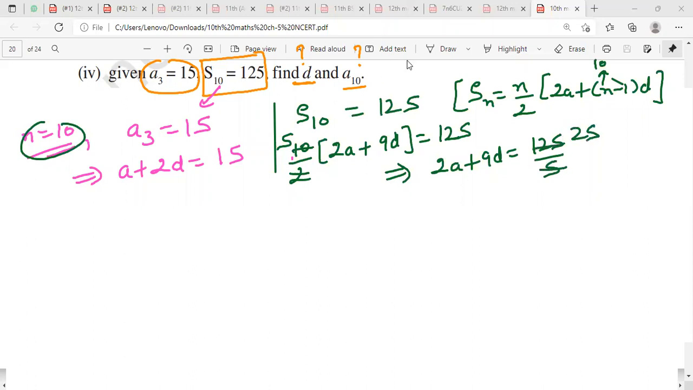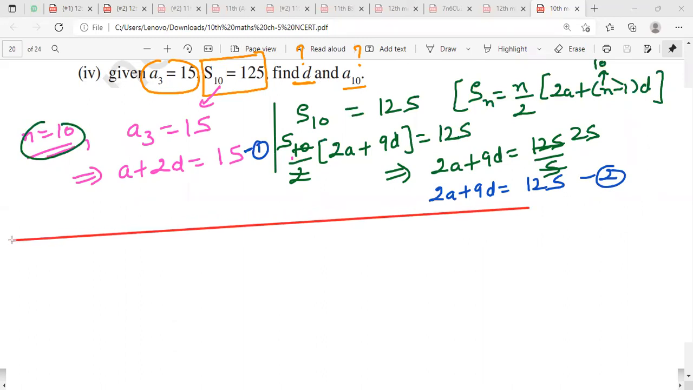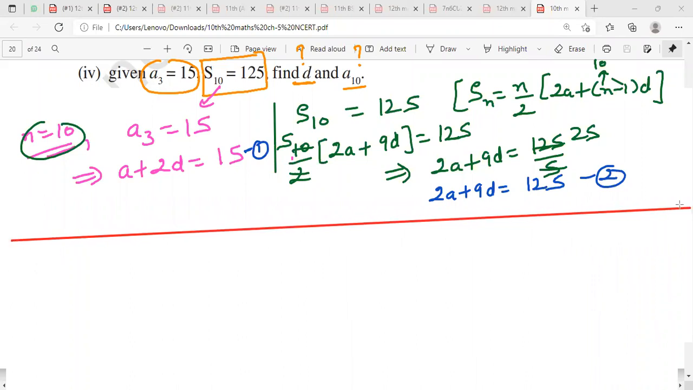So basically we have two equations now. One is 2a plus 9d is equal to 125, this is equation number 2. And a plus 2d is equal to 15, this is equation number 1. Right? Now, what will be the next step? We will solve both these equations, solving equation 1 and 2.